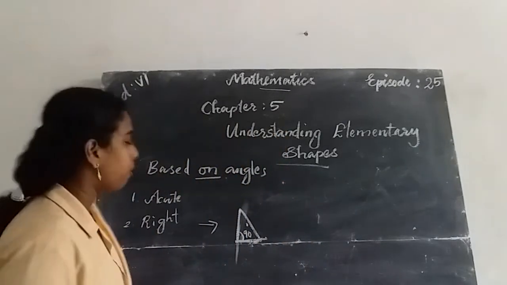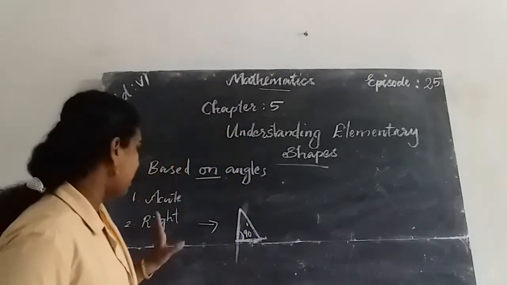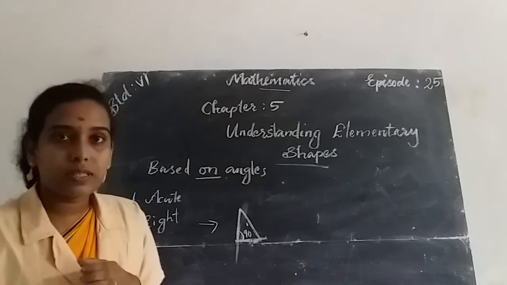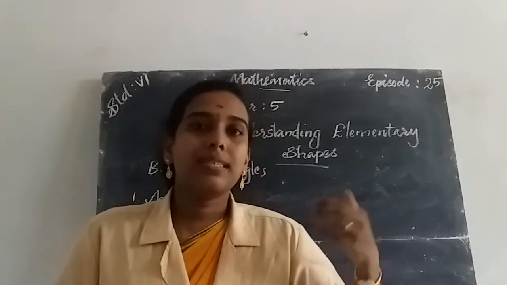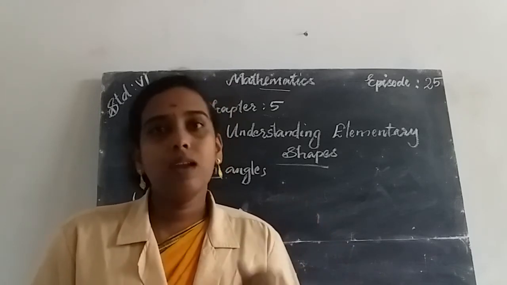Then next one is obtuse angled triangle. Obtuse angled triangles means any one angle is obtuse. So what do you mean by obtuse? Obtuse angles means it is more than 90 degree and less than 180 degree.